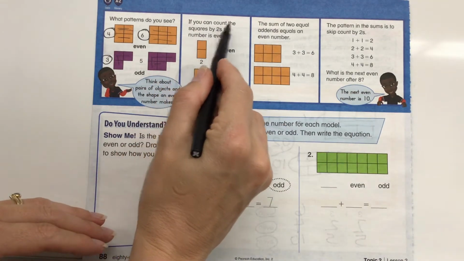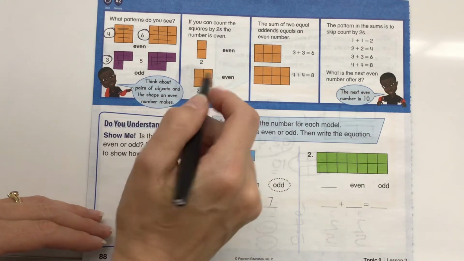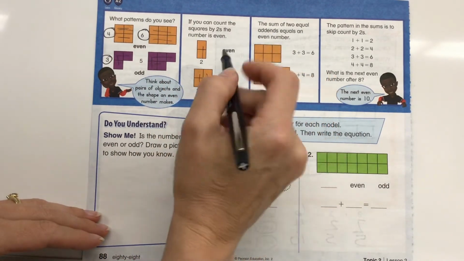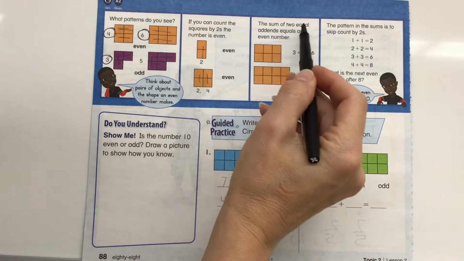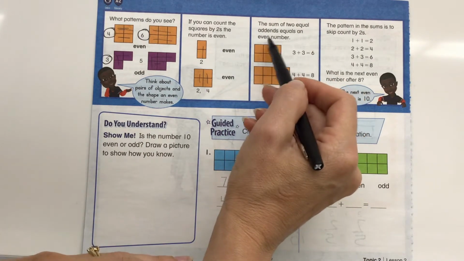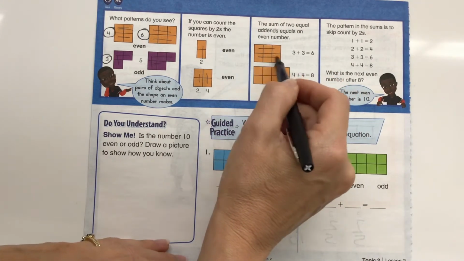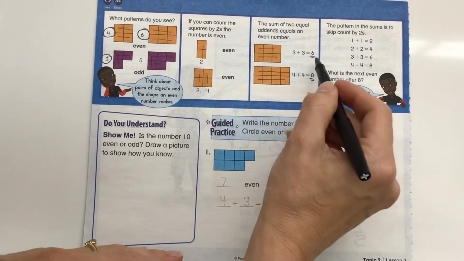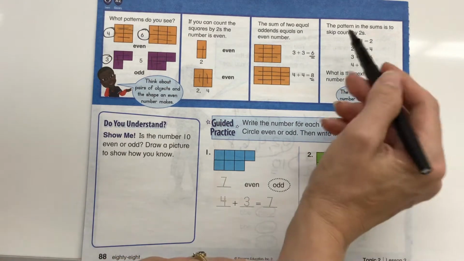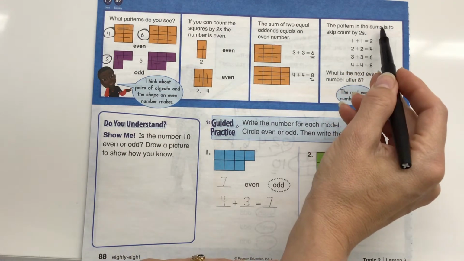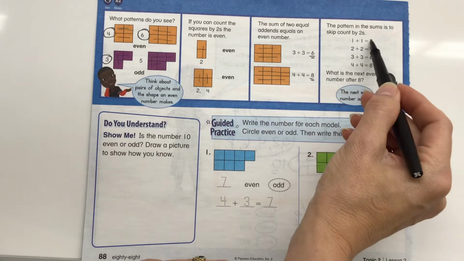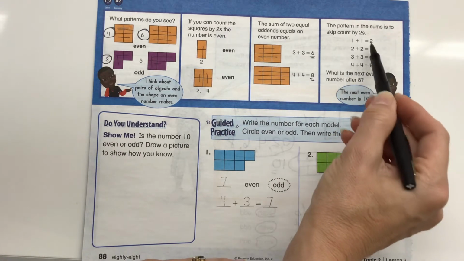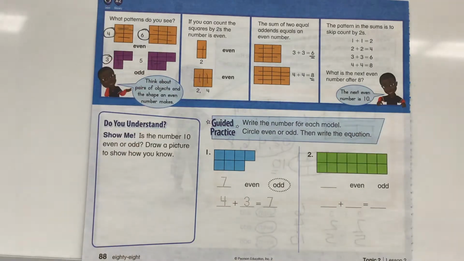If you can count the squares by 2s, the number's even. 0, 2, 4. Those are even numbers. The sum of two equal addends equals an even number. So 3 plus 3 equals 6, and 4 plus 4 equals 8. The sums are both even. The pattern in the sums is to skip count by 2. 2, 4, 6, 8. Take a look at this. We've got doubles facts, and it always gives us even numbers.